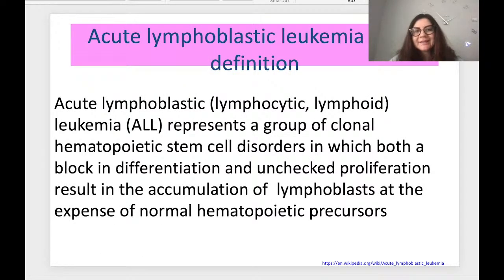Next, leukemia. It is acute, but if it was myeloblastic, here it is lymphoblastic leukemia. Let's give a definition. Acute lymphoblastic, lymphocytic or lymphoid leukemia, abbreviated ALL, represents a group of clonal hematopoietic stem cell disorders in which both a block in differentiation and unchecked proliferation result in the accumulation of lymphoblasts at the expense of normal hematopoietic precursors.